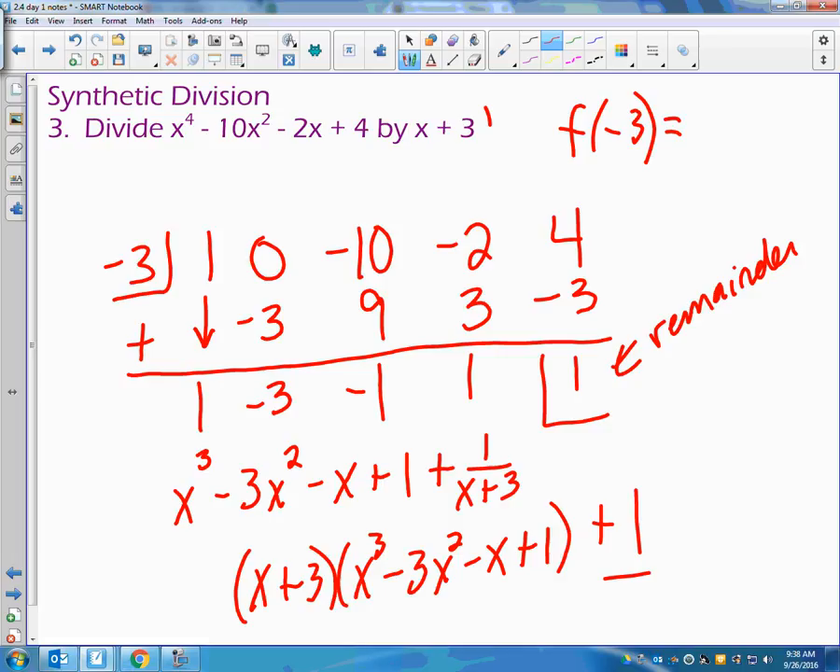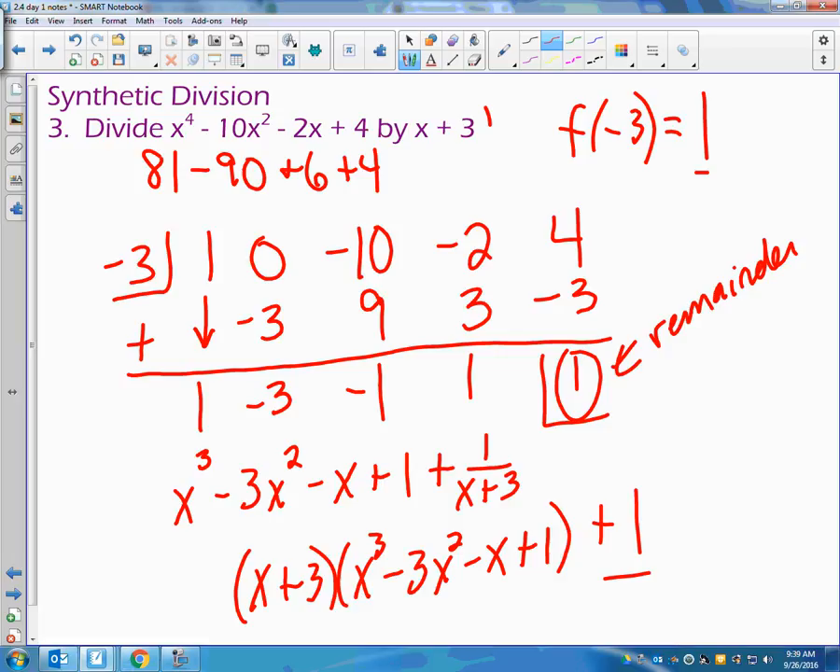-3 to the 4th is a lot. 81. 3 to the 3rd is 27, and 27 times 3 is 81. And then 3 squared is 9 times -10 is -90. And then -2 times -3 is +6, and then +4. So that gives you 81 plus 10 is 91 minus 90 gives you 1. So if you're just looking for the remainder, you don't have to do longer synthetic division. The remainder is what you get when you just plug that number in.